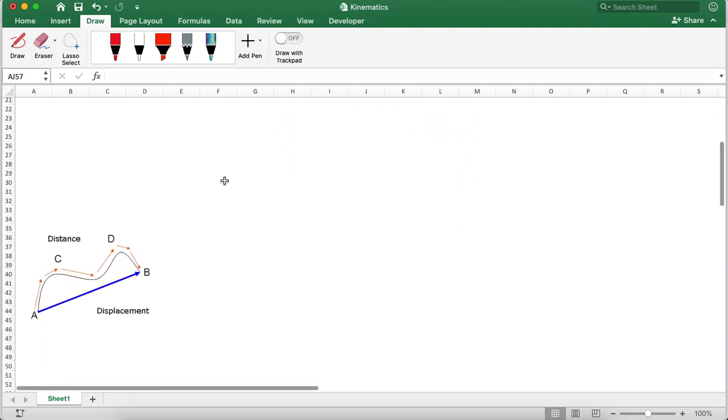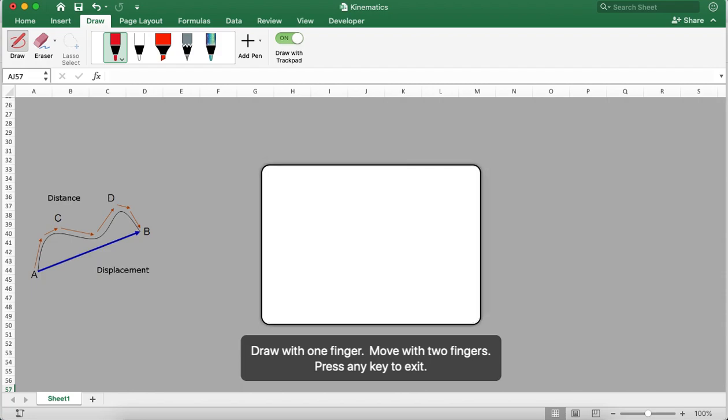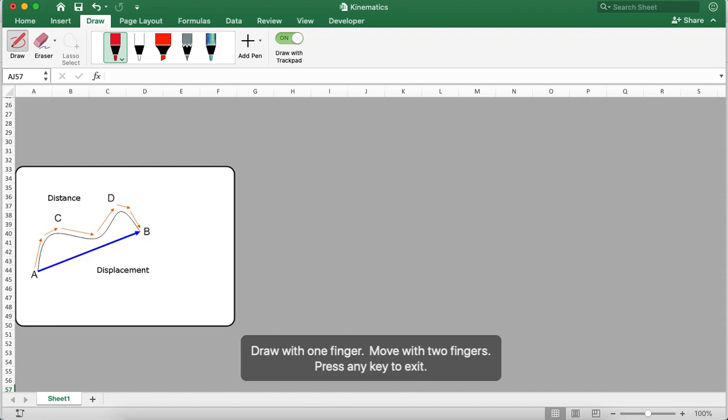Before entering into the main topic of kinematics, there are some terms that we need to know. First of all, we need to know the terms distance and displacement. All of you please look at the diagram. In this diagram, the object has started from point A and finally reached point B by following the path A, C, D, B. The starting point is A and the ending point is B.